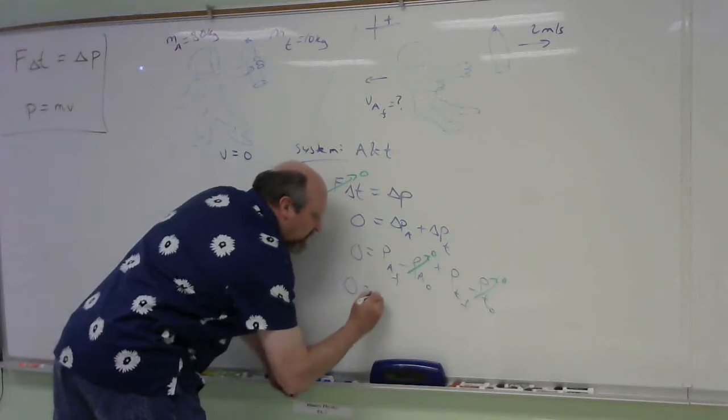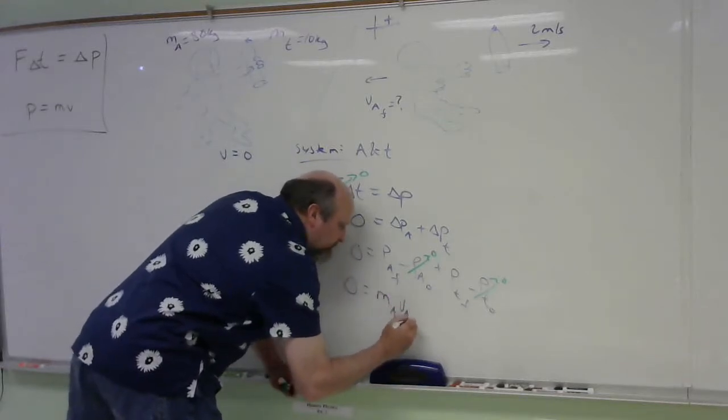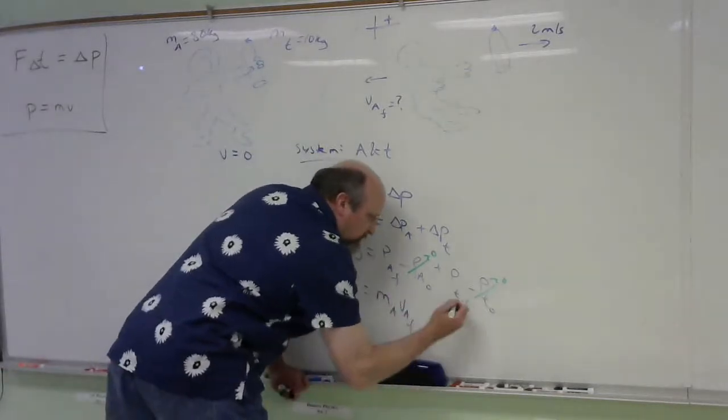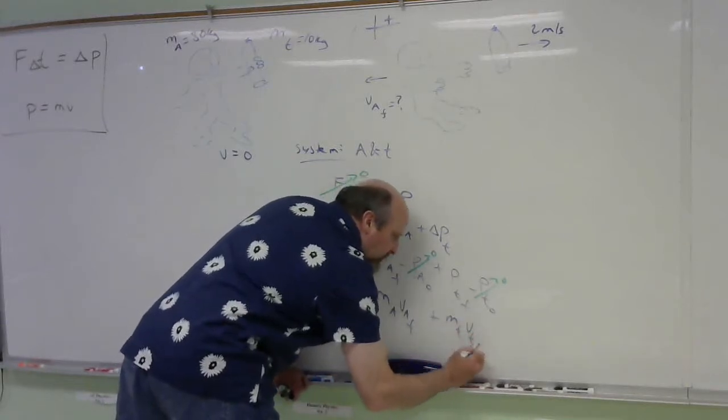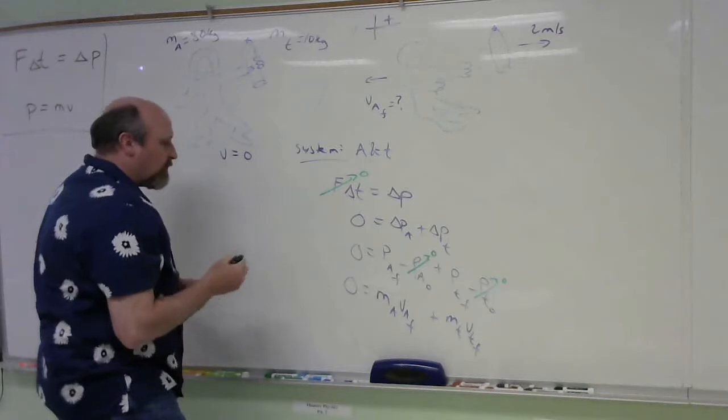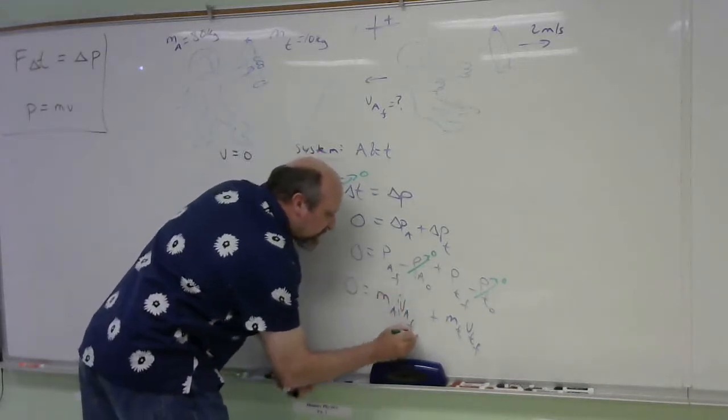Momentum of the astronaut at the end. This would be the mass of the astronaut times the velocity of the astronaut at the end, plus the momentum of the tank at the end, mass of the tank times velocity of the tank at the end. Right? We are trying to find this one, the velocity of the astronaut at the end.